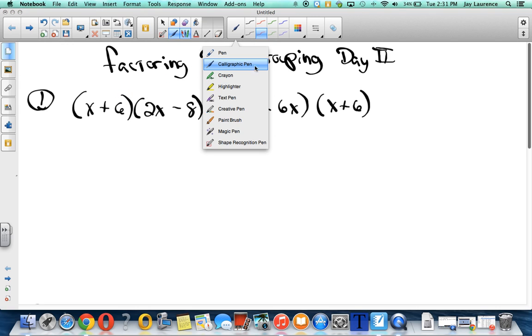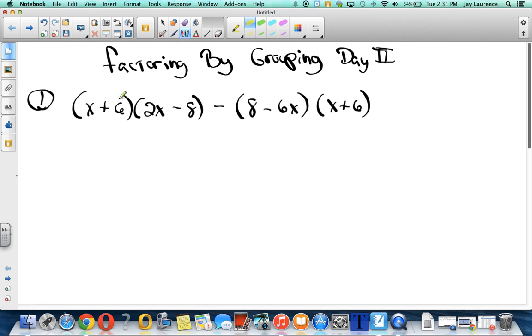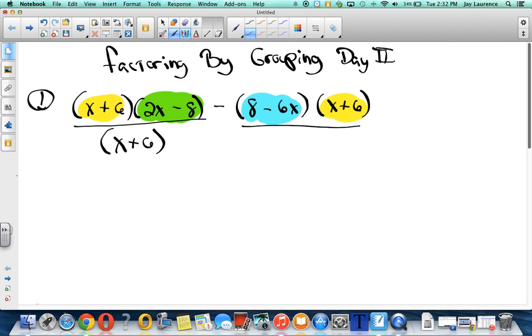And let me get my highlighters out. I got an x plus 6 as a factor. I've got 2x minus 8 as a factor. I've got an 8 minus 6x as a factor. All right, so let's factor out my x plus 6 as a quantity. Always as a quantity, right, Sam? Yes, you bet your boots. All right, so I get x plus 6.